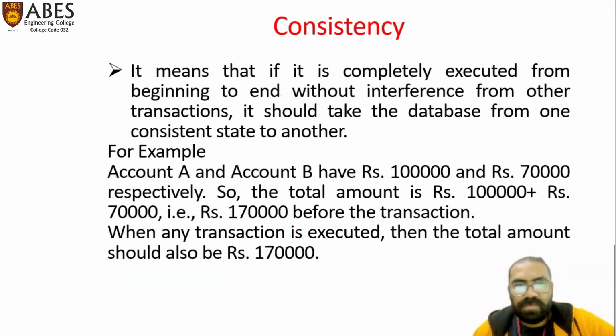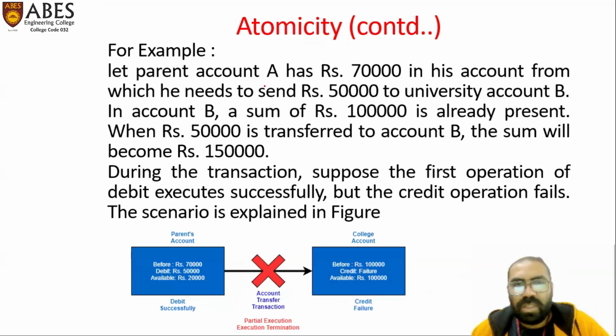For example, let a parent account A have 70,000 in his account, from which he needs to send 50,000 to the university account B. Generally, this happens whenever students have to pay their fees in the month of July or so. The semester starts, so the parents have to send the money. So we have taken this kind of scenario. Now in account B, a sum of 1 lakh is already present.